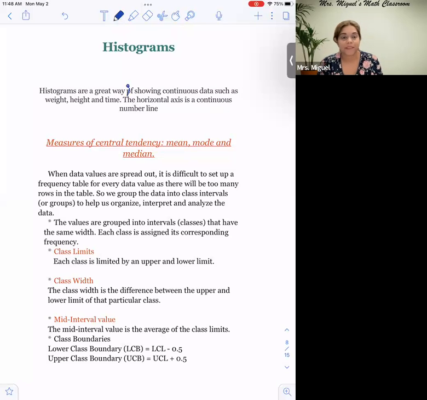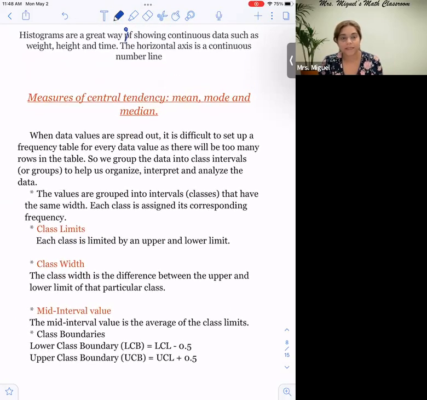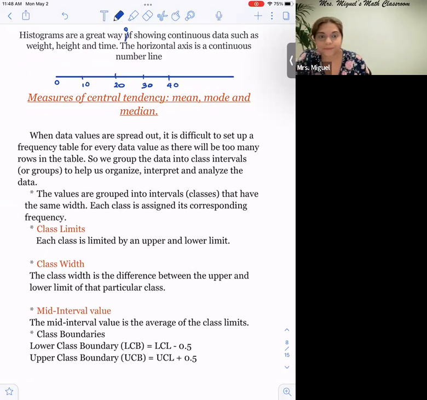the histogram. Histograms are a great way of showing continuous data, such as weight, height, time. The horizontal axis is a continuous number line. So the horizontal axis may start from 0 and it may go in intervals of 10, right? This is just an example. So the horizontal axis is what we represent as a continuous number line.